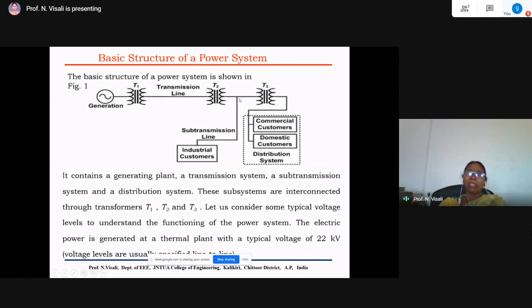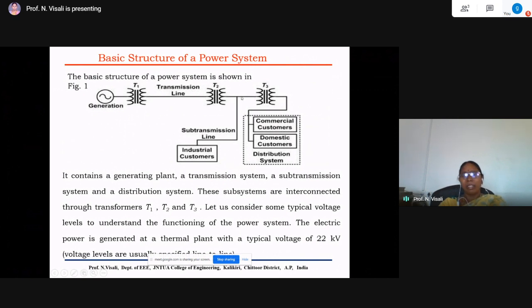Basically these consumers have their own substation at their premises, and they reduce their voltage levels according to their requirement. Generally these are on the outskirts of the city. So from the transmission voltage of 400 kV, the voltage comes down to the sub-transmission level of 66 kV using transformer T2.